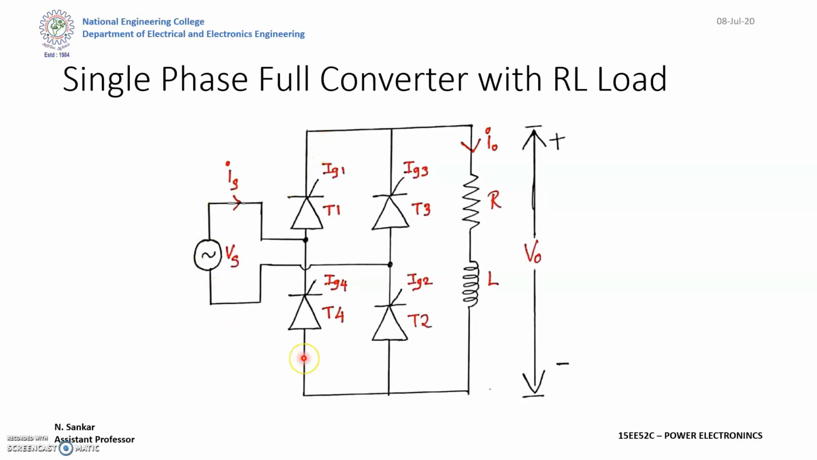So this is the circuit diagram of our single phase full converter with RL load. So first of all we have an AC source Vs. So Vs is equal to Vm sin omega t, the source current is Is. So we have 4 thyristors T1, T2, T3 and then T4. The gate pulses Ig1, Ig2, Ig3 and then Ig4. And we have the load, a series connection of resistor and then inductor. So here I0 is our load current and V0 is our output DC voltage.